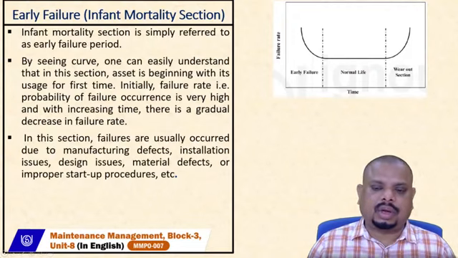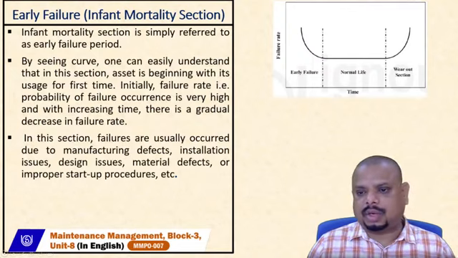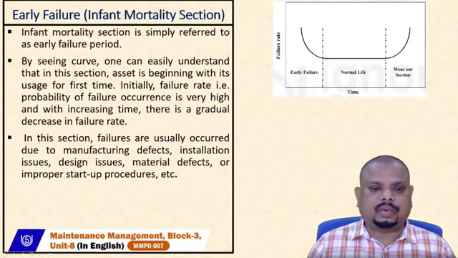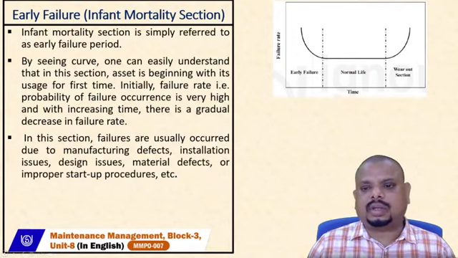For example, the length of the fan blade, the width of the fan blades, and maybe material defects. Suppose some companies are using aluminum or cast alloys, so some amount of wear and tear may be observed, or the installation or starting procedures should be followed. Whenever you use it continuously, the time of that particular fan increases and the failure rate decreases. So after early failures due to manufacturing defects, installation issues, design issues, material defects, and improper startup procedures, it leads towards the normal life.